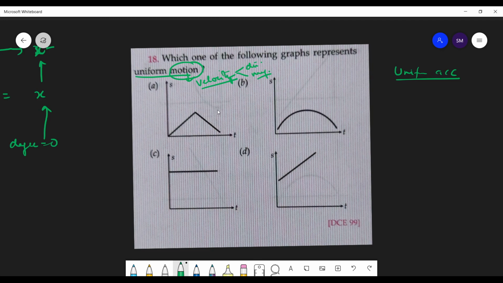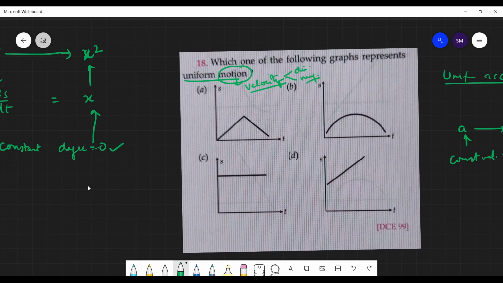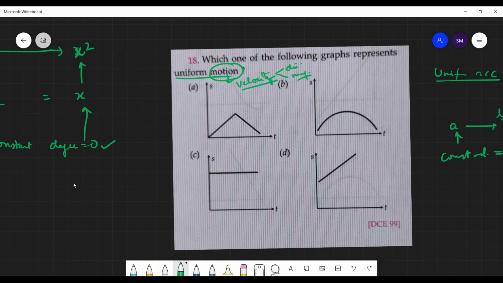Okay, now tell me which of the following graphs gives you uniform motion. So here uniform motion means constant velocity. So constant velocity means constant means degree 0. So what will be the degree of acceleration? 1 degree up. Sir, 1. So which one? Degree 1 means linear graph. In the last question we started from, yes, 0 was the degree of acceleration.